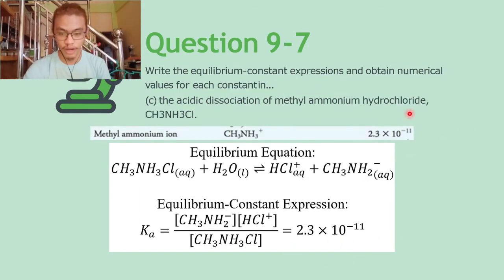For the next item, we have the acidic dissociation of methyl ammonium hydrochloride. Since this is acidic dissociation, we will just again refer to the Ka value from the table. But first, here's the equilibrium equation.